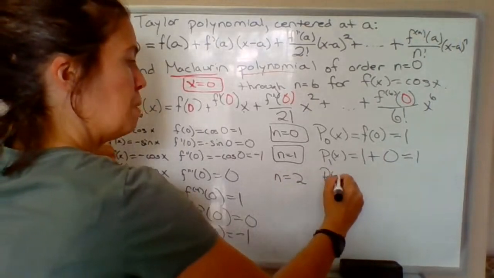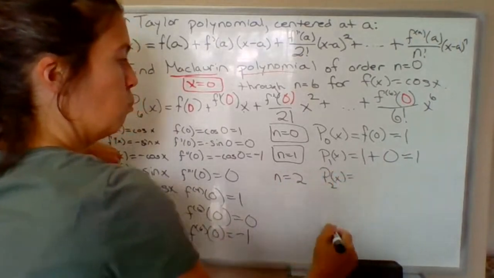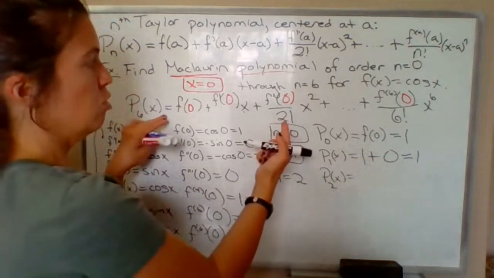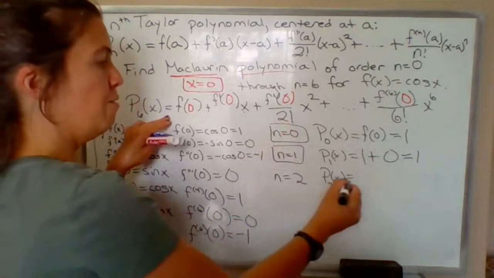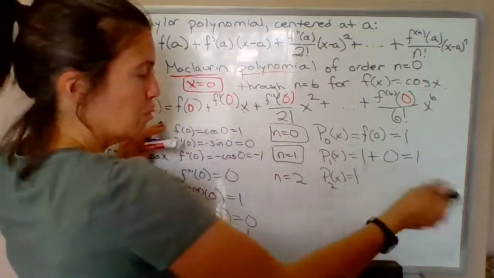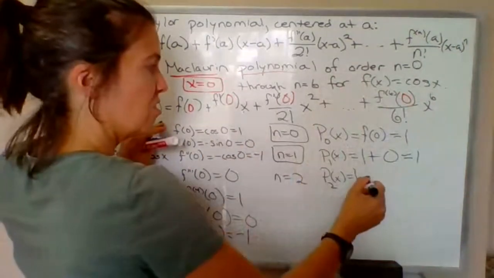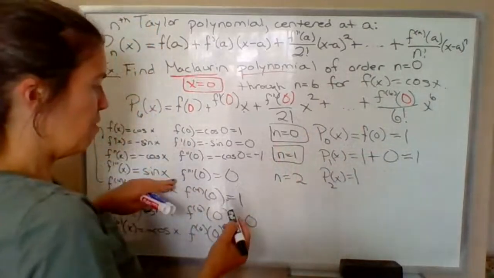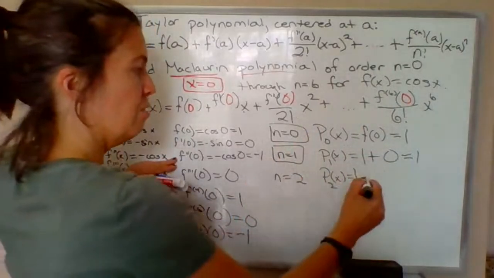N equals 2. So the order 2 polynomial will be, so you'll take the sum up to n equals 2, which is here. So f of 0, which is 1, plus f prime of 0, which was 0, so we don't need to worry about times anything else. That's just 0. And then n equals 2. So second derivative is -1.